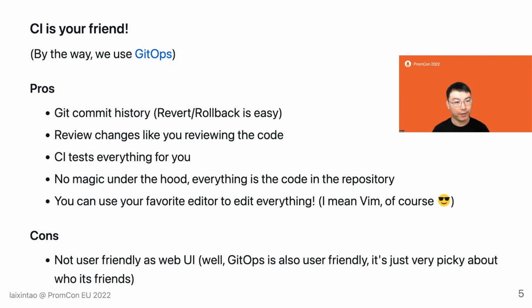And CI will test everything for you. That's the main part of today's topic. And there is no magic under the hood. Everything is in the code repository. If you want to know how something works, you can just check the code. And in Git, you can use your favorite editor to edit everything. Yes, I mean Vim.